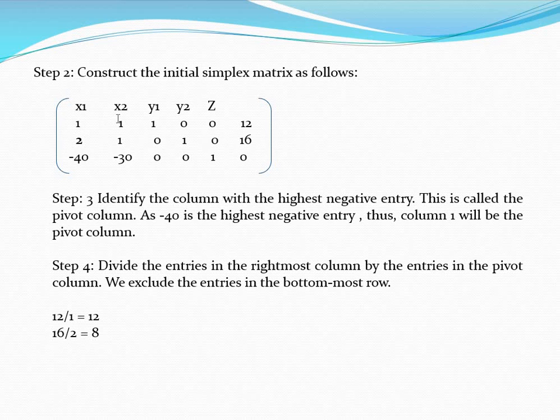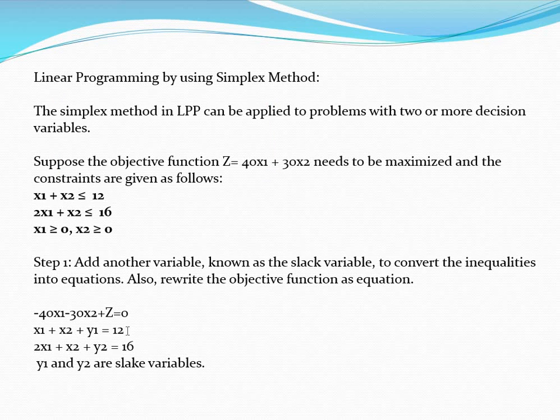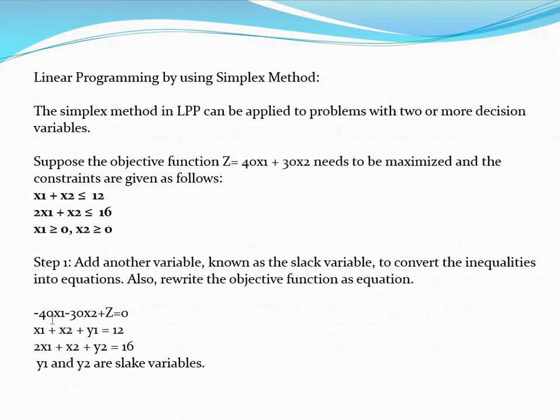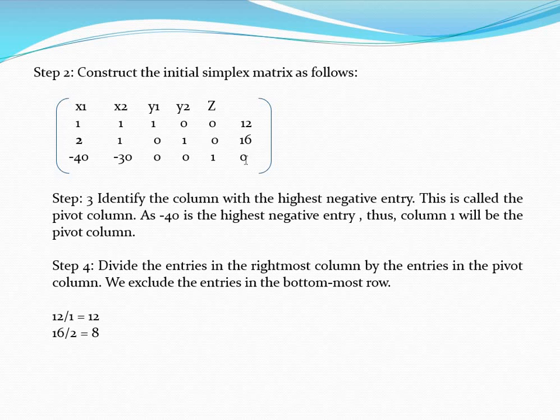So we have to put 1, 1, 1, no y2 so it is 0, no z that is also 0, and that is equal to, we see here, 12. We have to make it number 12. The same way the second equation 2, 1, 0, 1, 0, 16, and the third equation also minus 40, minus 30, no y1, y2, so 0, 0, z is there, z is 1 and the last number is 0. This is the step 2.